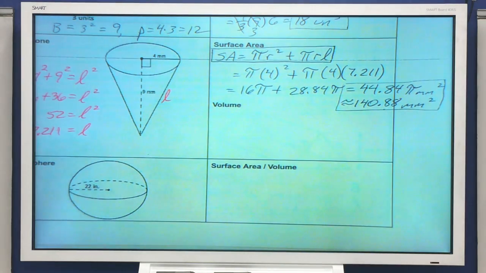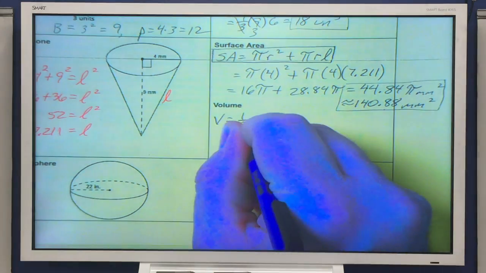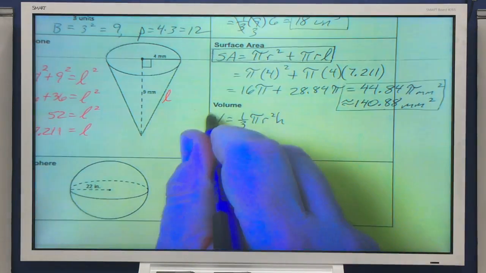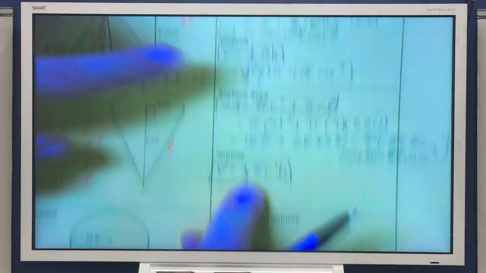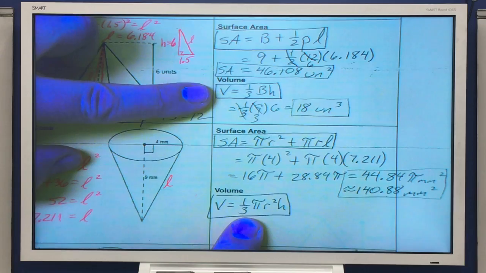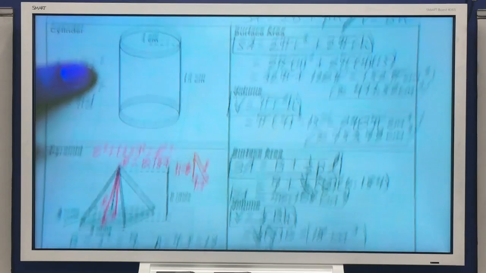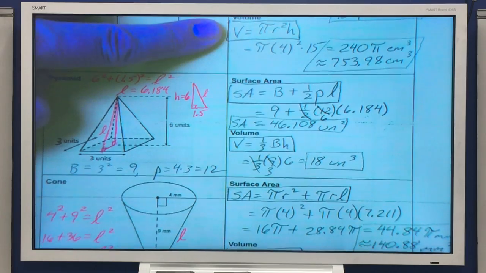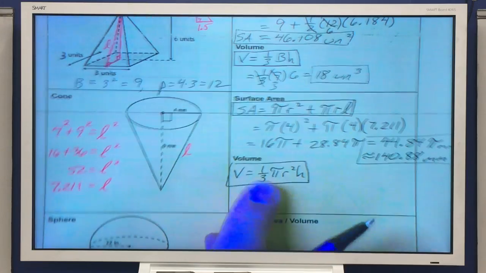All right, time for volume. The volume of a cone is 1/3 pi r squared h. I hope that rings a bell. First of all, to this whole thing with the pyramid, but second of all, to the cylinder. The volume of a cylinder is pi r squared h. The volume of a cone is 1/3 of that, 1/3 pi r squared h.